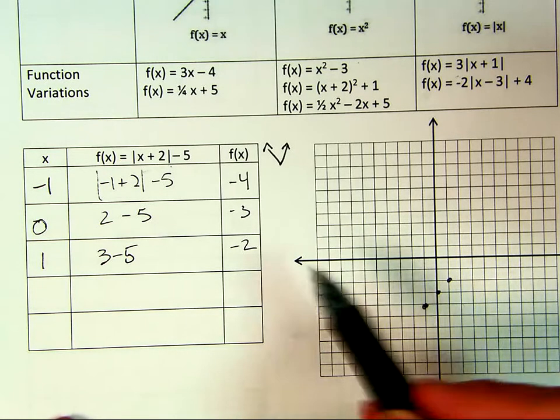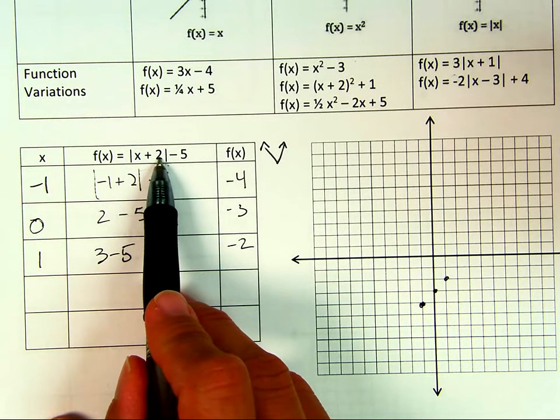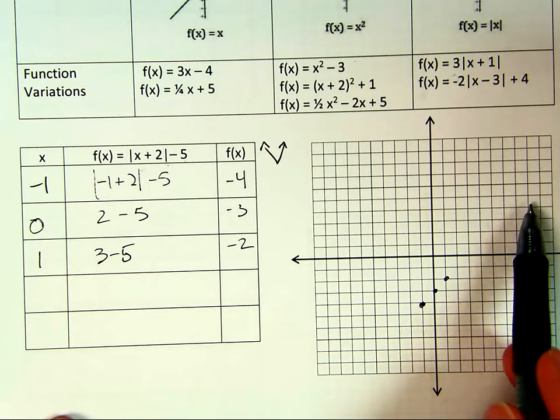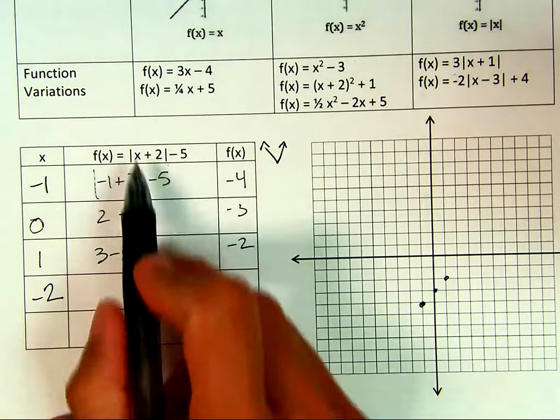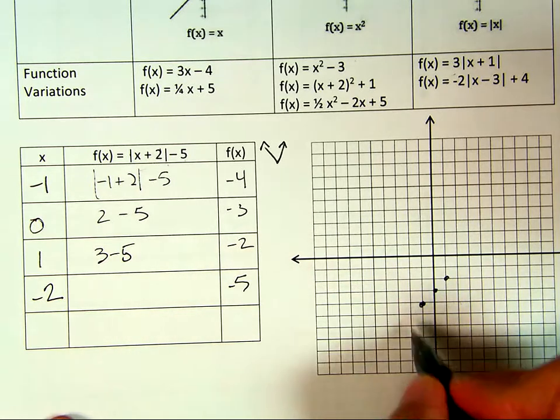Put the furthest one on our little grid in. If I put a 10 in, I get 10 plus 2, which is 12 minus 5. It's going to be up here somewhere. So I know now that I need to go back that way. So I'll pick a -2. If I put a -2 in there, I get a 0. 0 minus 5 is -5.